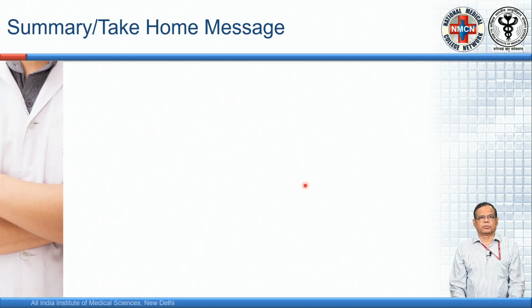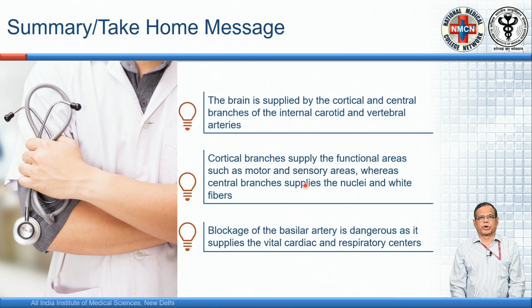So, the take home message is: the brain is supplied by the cortical and central branches of the internal carotid and the vertebral arteries. Cortical branches supply the functional areas such as motor and sensory areas, whereas the central branches supply the nuclei and white matter. Blockage of the basilar artery is dangerous as it supplies the vital centers like cardiac and respiratory centers.